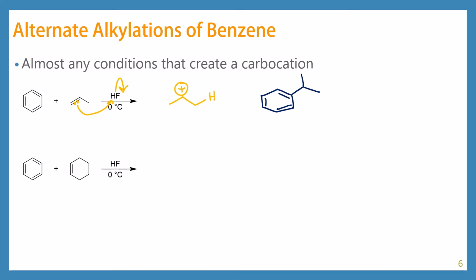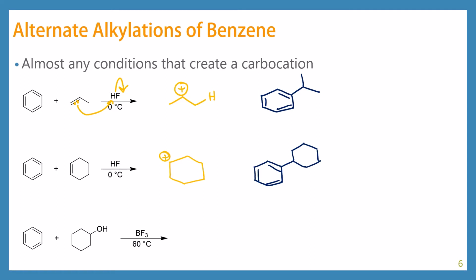Now, looking at this next one, we can do, again, what we talked about previously. We don't necessarily need to draw out all these arrows and stuff if we understand how the carbocation is forming. So if we protonate cyclohexene, we know that our carbocation that we form is going to be this, which means that when benzene attacks it, we're going to end up with benzene attached to cyclohexane as our product.